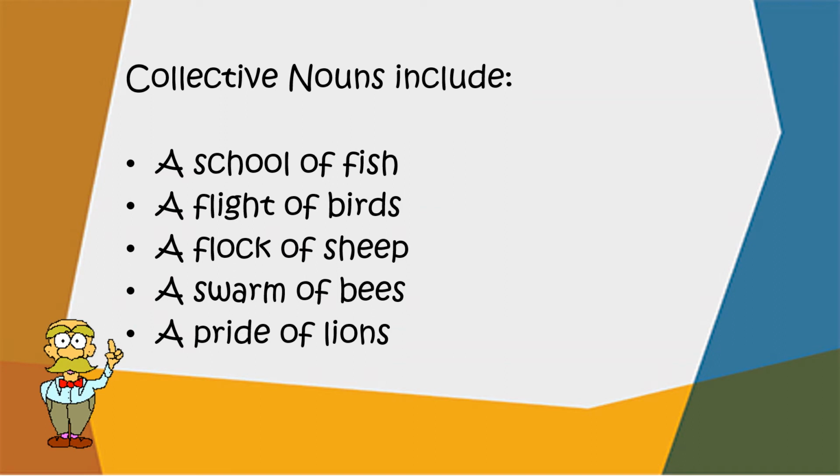Now, if we're talking about animals, what do you call a group of fish? You don't just say group of fish, right? You say a school of fish. Now, a group of birds is called a flight of birds. Group of sheep would be a flock of sheep. You also have a swarm of bees and my very favorite, a pride of lions.